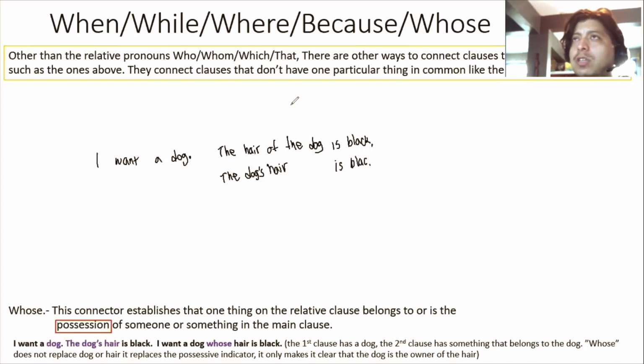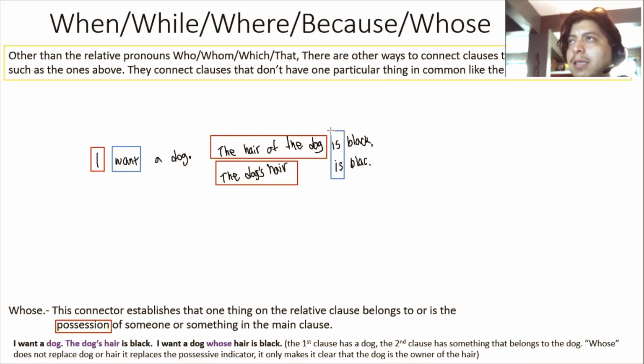Entonces aquí yo tengo 2 oraciones. Cada una con su sujeto y su verbo. Tenemos sujeto y verbo. I want a dog. Tenemos sujeto. El sujeto puede ser the hair of the dog o the dog's hair. Estas dos significan lo mismo. Y tenemos el verbo. El verbo es. El pelo del perro es negro. Yo quiero un perro y el pelo del perro es negro.